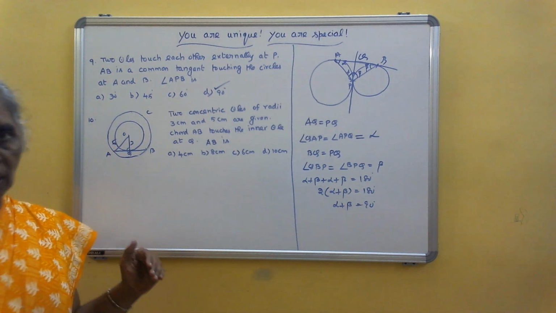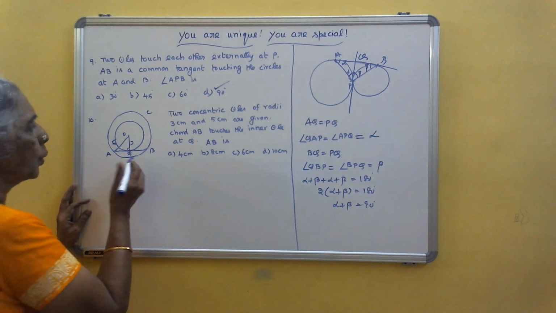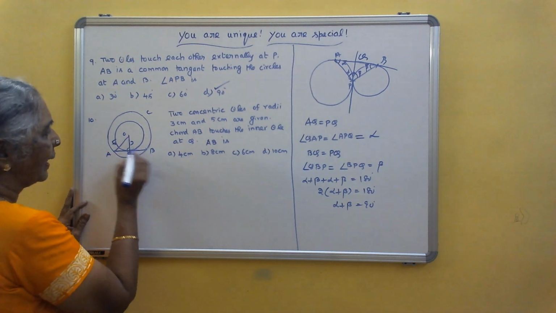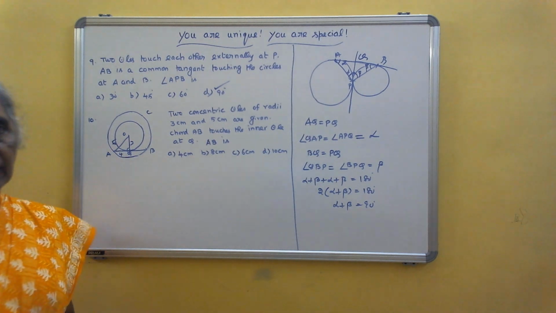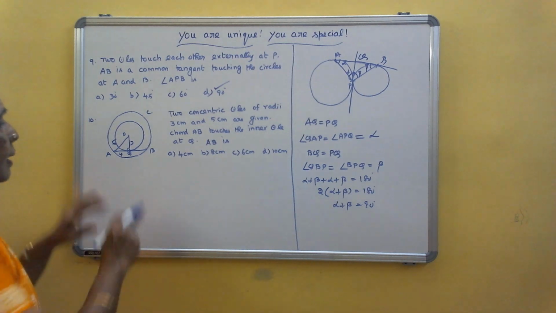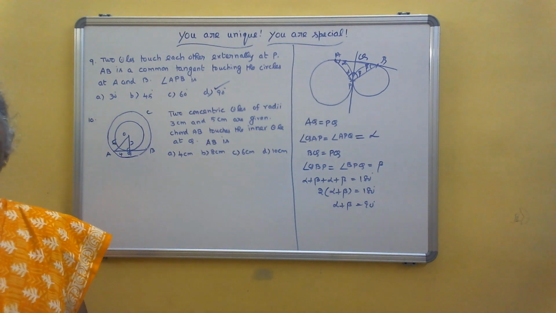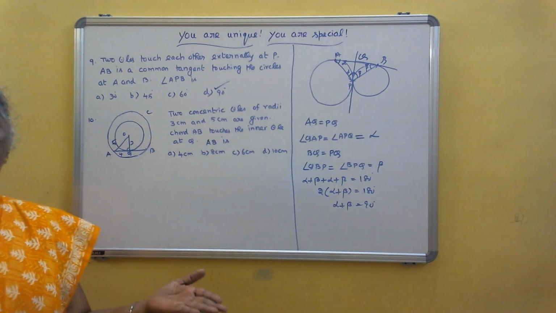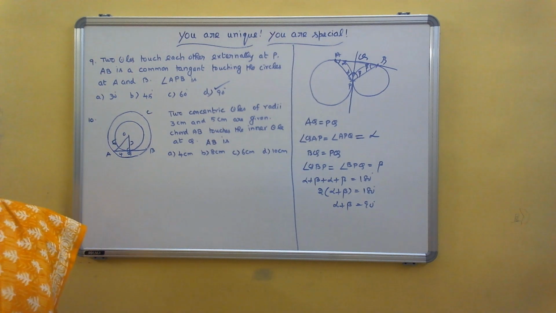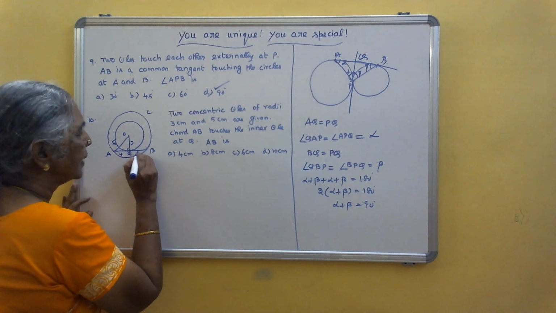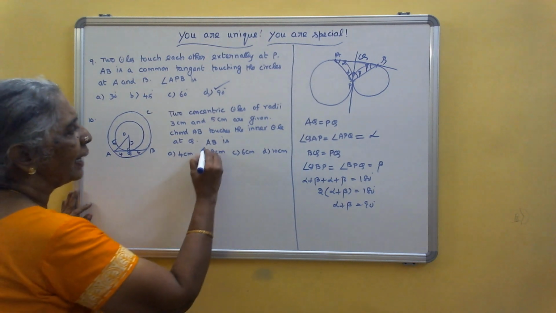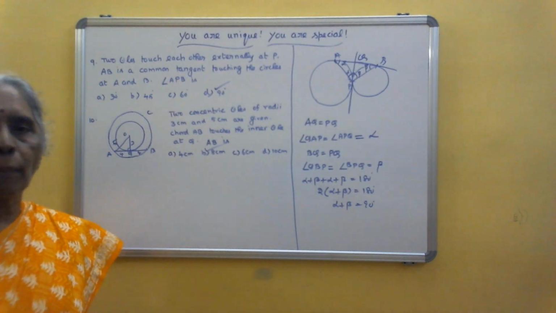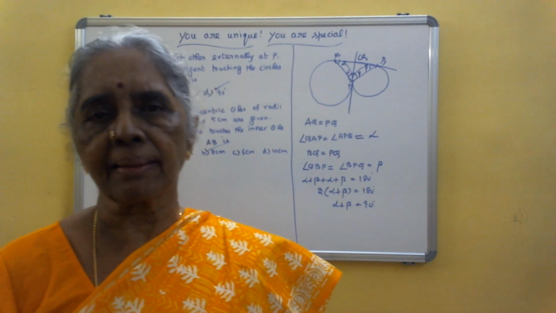So using Pythagoras, you can find what is AQ. That will be root of 5 squared minus 3 squared. You will get that as 4. Then, since AB is a chord to the outer circle, this perpendicular will bisect the chord. So AQ will be equal to BQ. This is 4 and this is 4. So your AB will be 8 centimeter. So option B is the correct answer.